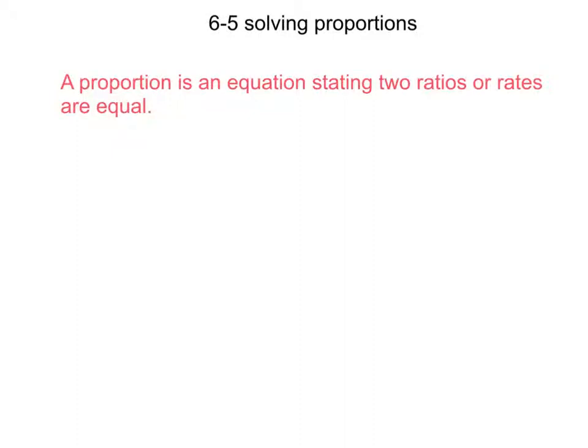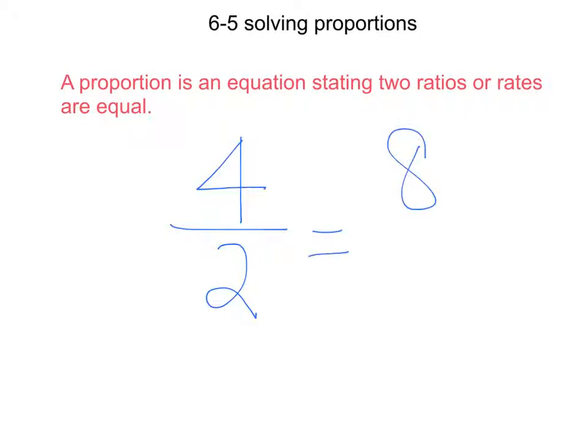Lesson 4-6, Solving Proportions. A proportion is an equation stating two ratios or rates are equal. So an example would be if we had 4/2, this is proportionate to 8/4, because what you can do to the top is multiply by 2, multiply the bottom by 2, or you can simplify the 8/4 to get the 4/2 as well.